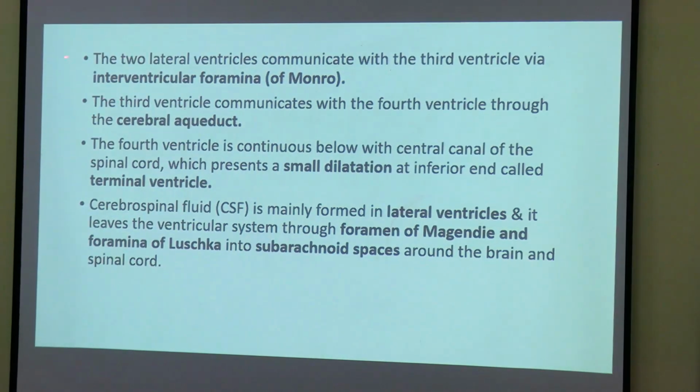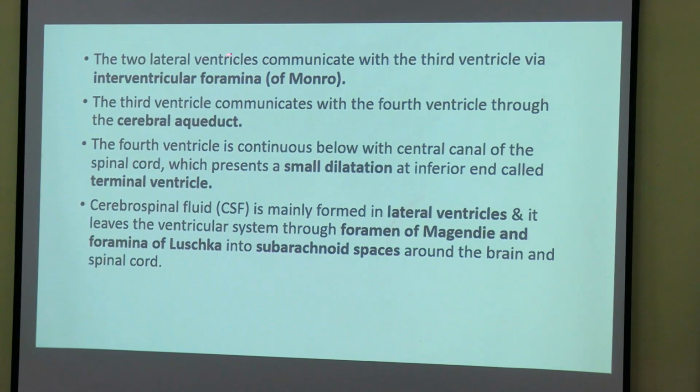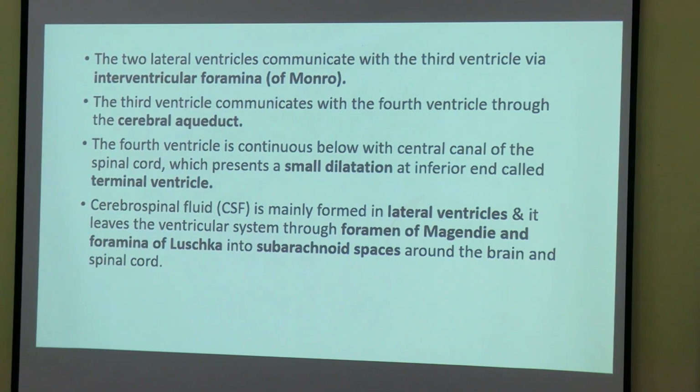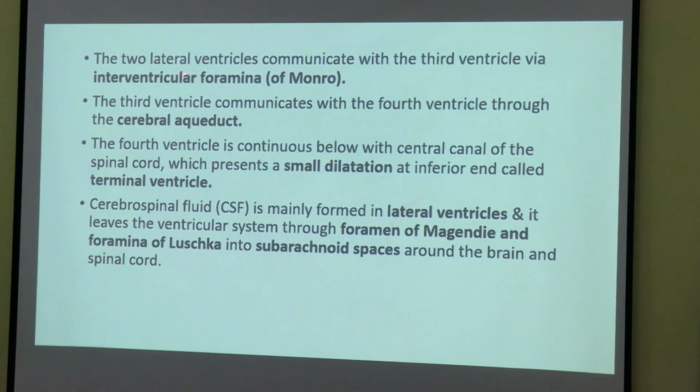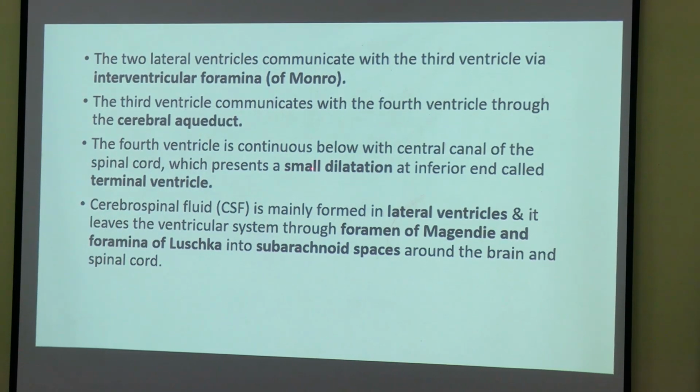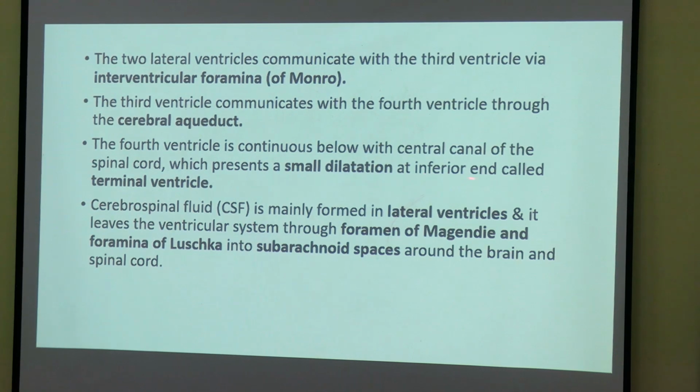The two lateral ventricles communicate with the third ventricle via interventricular foramen, which is also known as foramen of Monro. The third ventricle communicates with the fourth ventricle through the cerebral aqueduct, which is also known as aqueduct of Sylvius. The fourth ventricle is continuous below with the central canal of the spinal cord, which presents a small dilation at the inferior end. It is called as terminal ventricle.